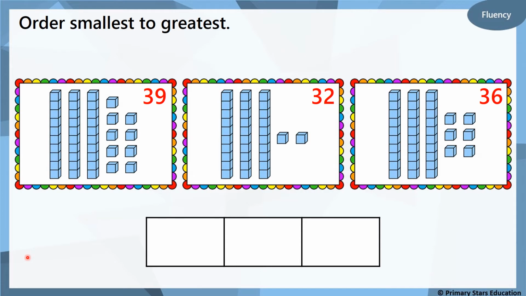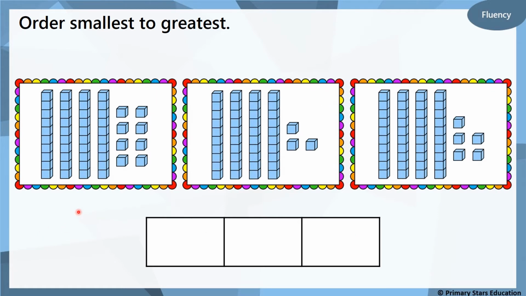Okay, now let's order them. This is tricky because they all have the same amount of tens in them. So now we have a look at how many ones each of them have to order them. Which of these numbers have the lowest amount of ones in them? It's 32, isn't it? Because it only has 2 ones compared to the others which have more. So 32 is the smallest. Which number's next? 39 or 36? 36 is next. And what is the greatest number? 39. It's got the most amount of ones, hasn't it?